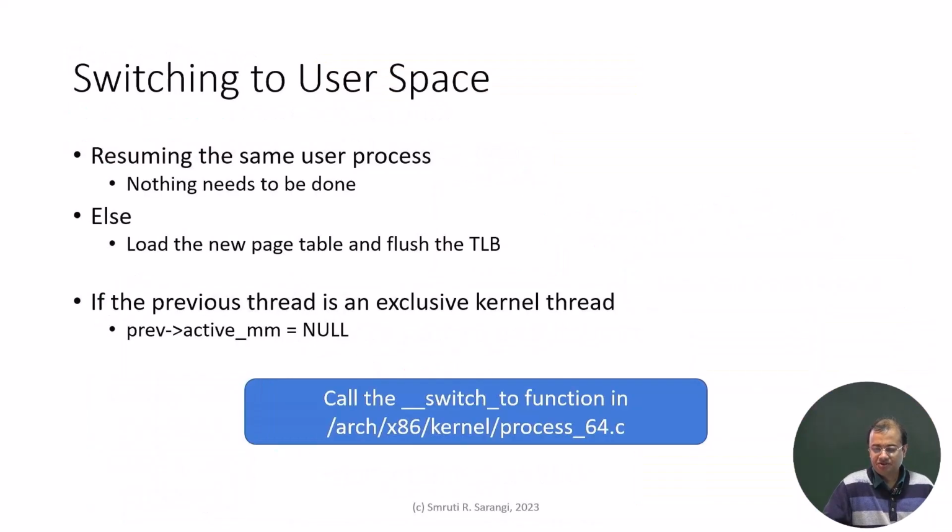I'll provide a pointer to it, but the idea is very simple: whenever there's a kernel to user transition, right? So look at the switch to function, the underscore. I'll explain the significance of the underscore, but the idea is the same. You're going back to the same user process, all good. A different user process, which is not another thread in the thread group, then there is a need for a switch. So if the previous thread is an exclusive kernel thread, then of course set its active MM to null. This you have already seen on the previous slide. So what it does is it cleans up the state.